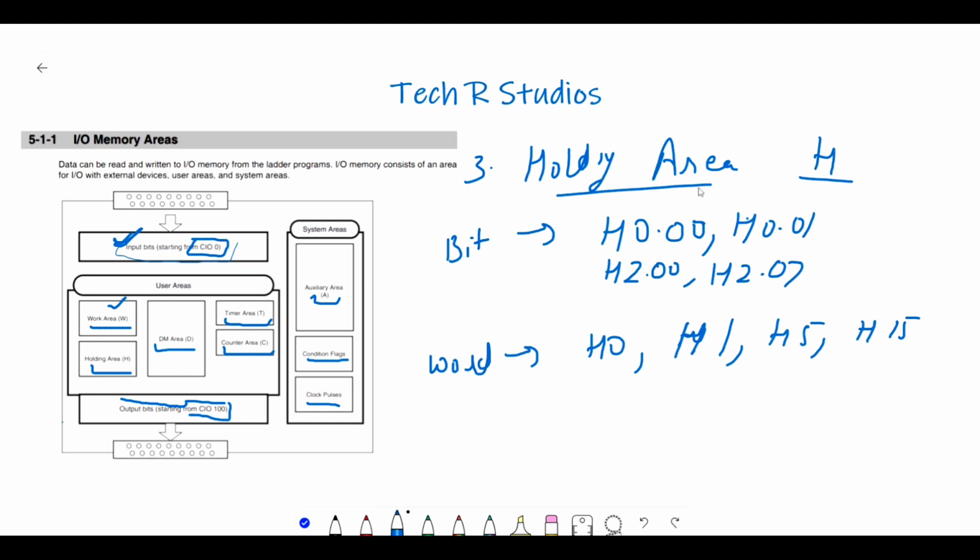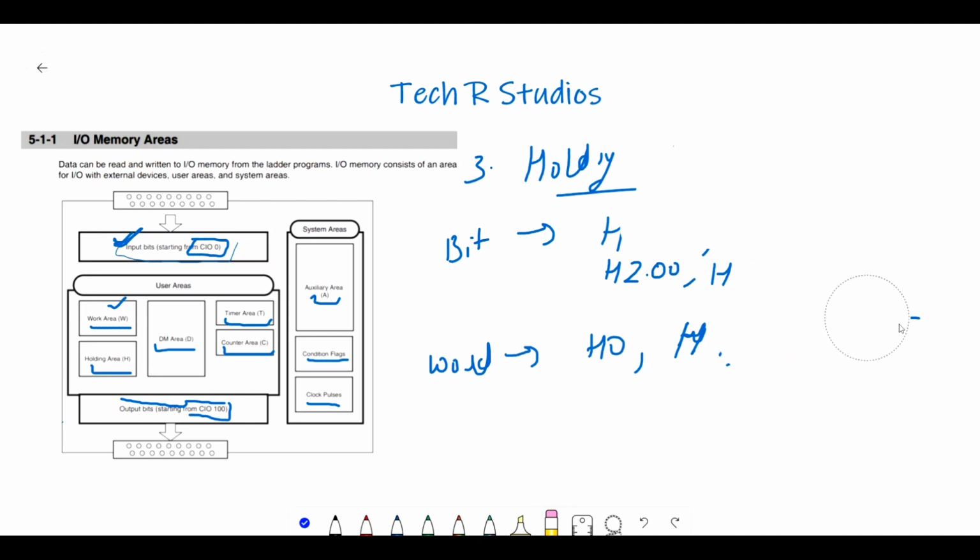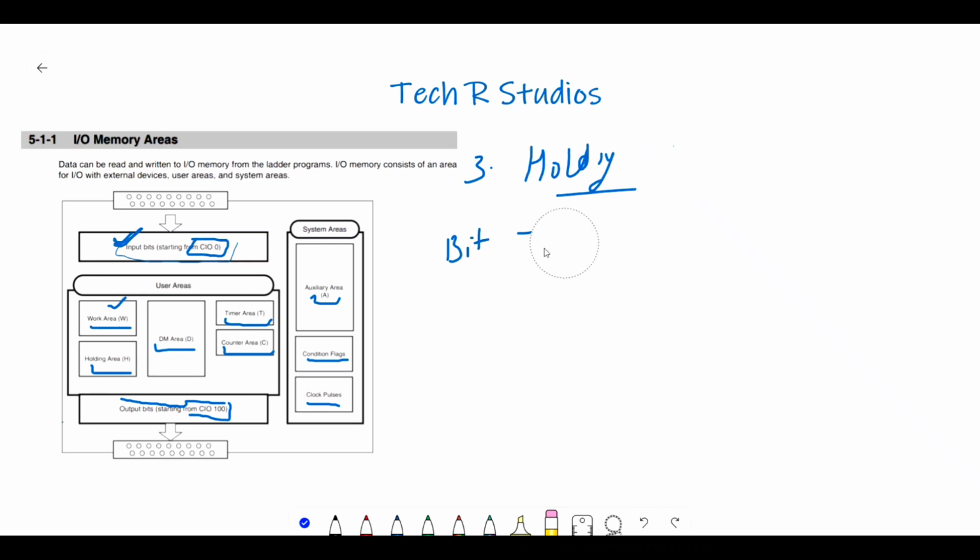However, in the case of the W area, it loses its status. Say if a W bit was on, after we power it off and power on again, the W area would be vanished. Meaning the W area would be off the next time you see it. If you want to hold anything, then you have to use the H area.